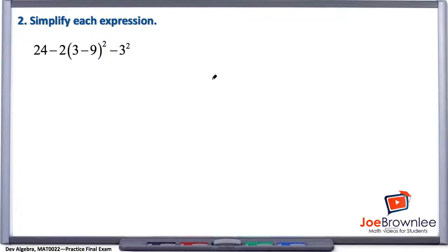Number 2, simplify the expression, and we have 24 minus 2 times quantity 3 minus 9 squared minus 3 squared. Well, again, we're simplifying the expression, so we have to follow our order of operations, and we're going to go through this one a little quicker.